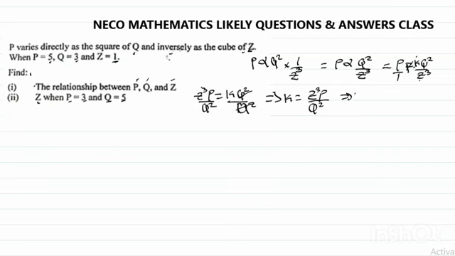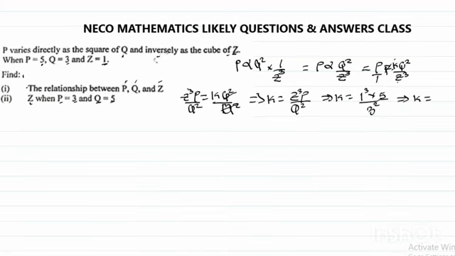So let's find our k, which is equal to 1 with power of 3 multiplied by our p, which is 5, divided by our q, which is 3 with power of 2. So therefore our k will be equal to 1 times 1, that is 1, times 5, we get 5 divided by 3 raised to the power of 2, that is 3 times 3, we have 9. So therefore the value of k is equal to 5 over 9.